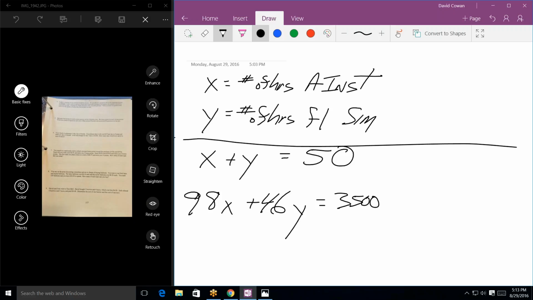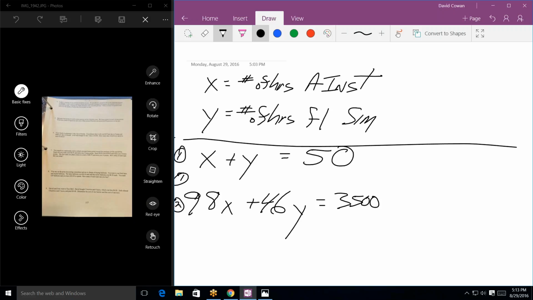What's the next step in solving this? Let's see here. So we would want to get rid of one of the variables. So we can multiply, is it 46 or 48? Oh, it's 46. So we would multiply 46 on both sides. Which equation? The first one, X plus Y is equal to 50. And do we want to multiply by 46 or minus 46? Minus 46. So what do you get?